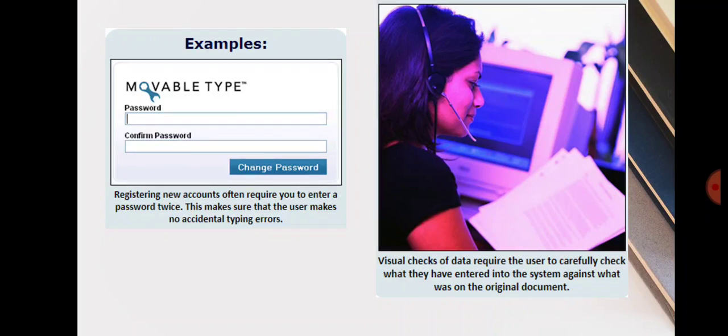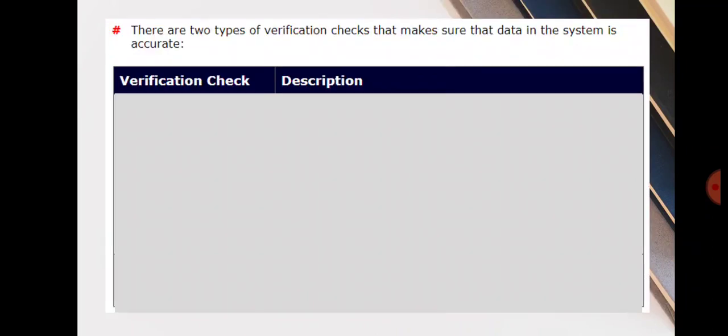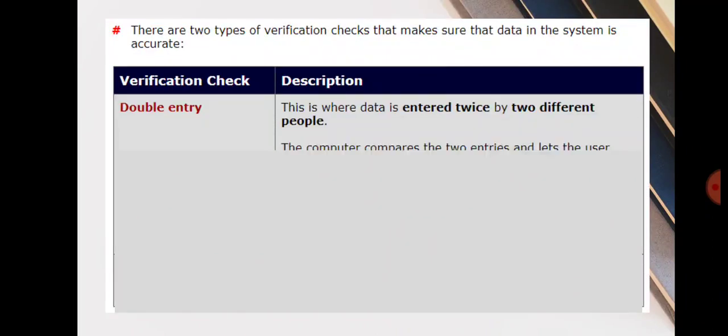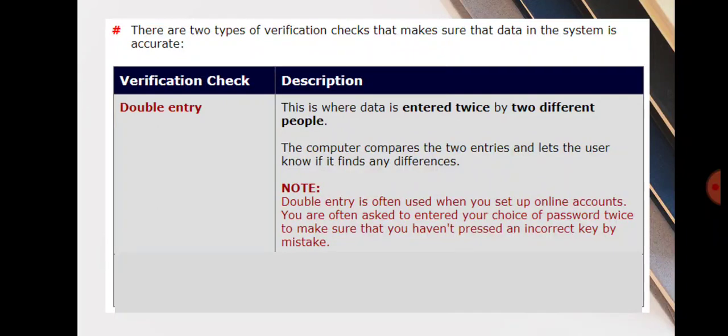And the second is visual check. You are checking word by word and line by line visually. We'll see in detail now. So first is double data entry. This is where the data is entered twice by two different people. The computer compares the two entries and lets the user know whether it finds any difference or not.